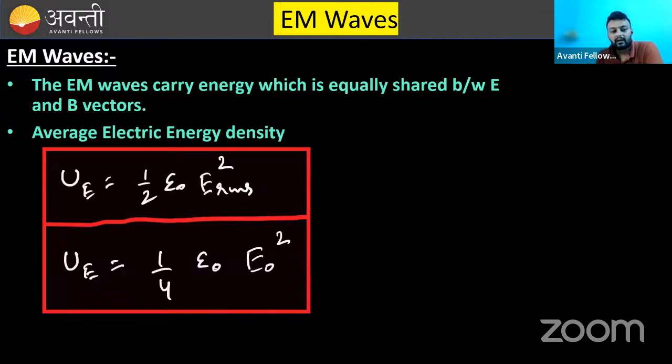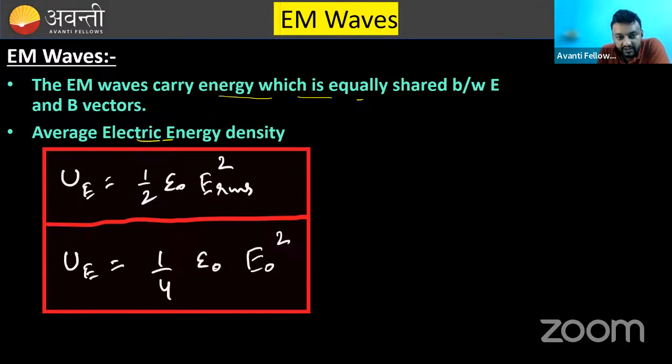Another point. Electromagnetic waves carry energy. They carry energy with them. For example, whenever sunlight is coming, sunlight is also an electromagnetic wave. Whenever the light is coming, it carries some energy. And this energy is shared equally between electric field and magnetic field vectors. So how much energy is this?